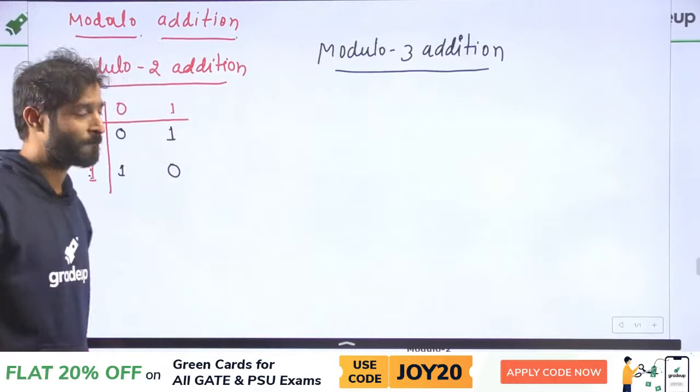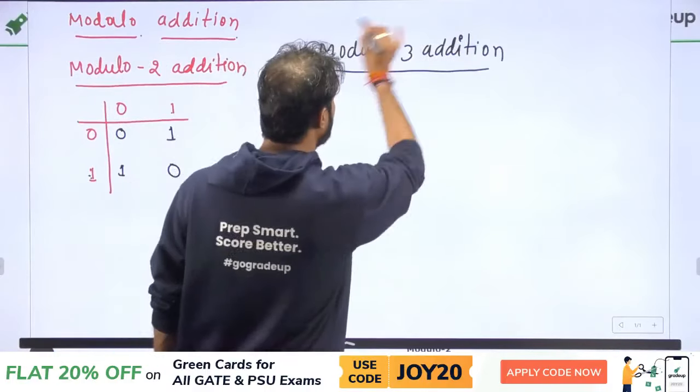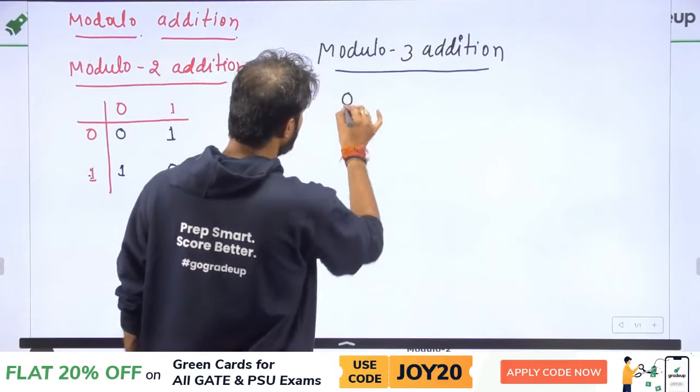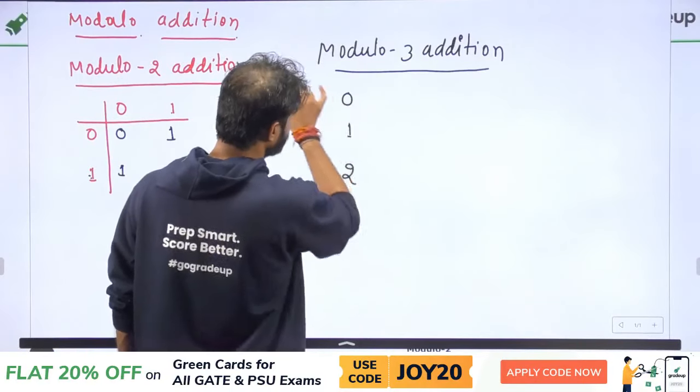Good evening, dear. So my dear friend, if you want to find out the modulo 3 addition, there will be 3 bits: 0, 1 and 2.